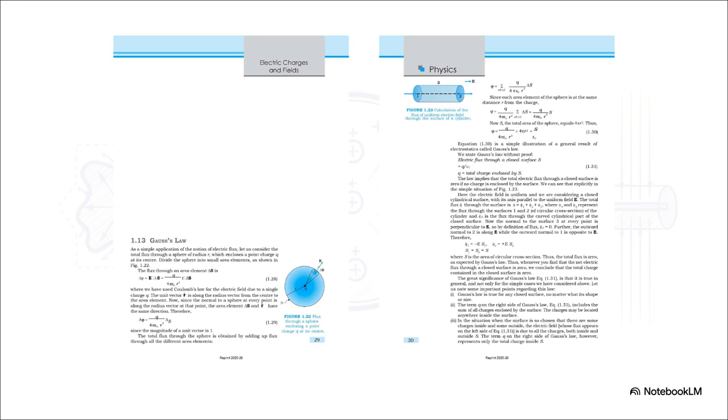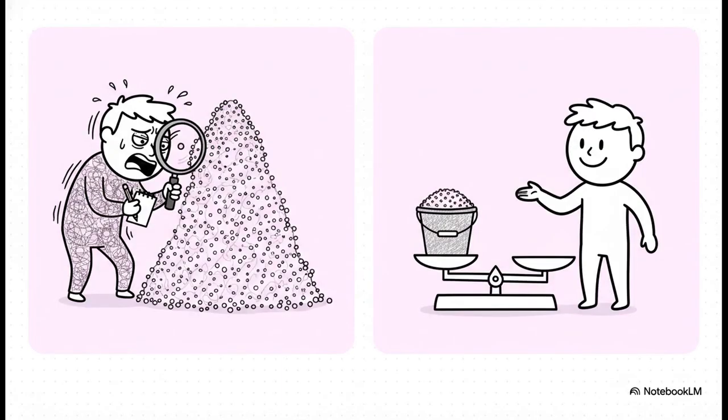And that's the secret sauce. We get to choose an imaginary surface, a Gaussian surface, that perfectly matches the symmetry of the problem we're trying to solve. This slide really just lays it all out. On the left, you've got the brute force method, summing up countless little pieces. It's like trying to count every single grain of sand on a beach.